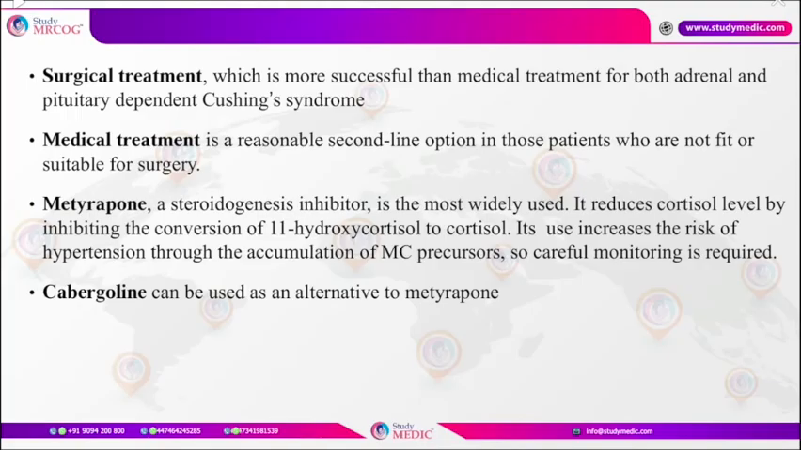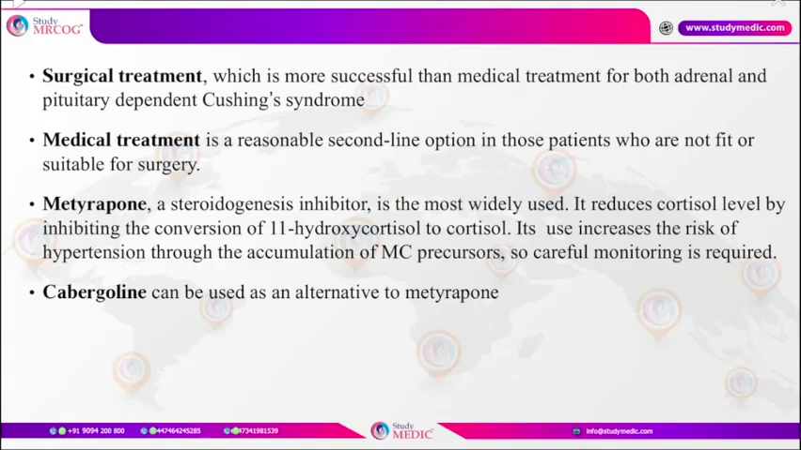There are the drugs called metyrapone and cabergoline. Surgical treatment is most successful as compared to the medical, both for adrenal and pituitary dependent Cushing syndrome. Medical treatment is reasonably considered as a second line, specifically for patients who are not fit for surgery.